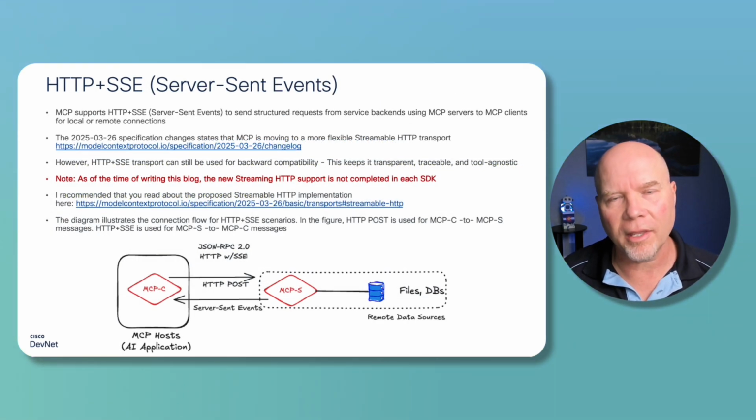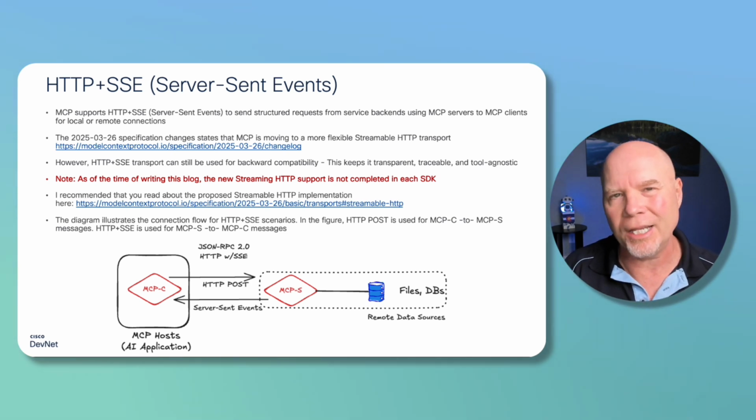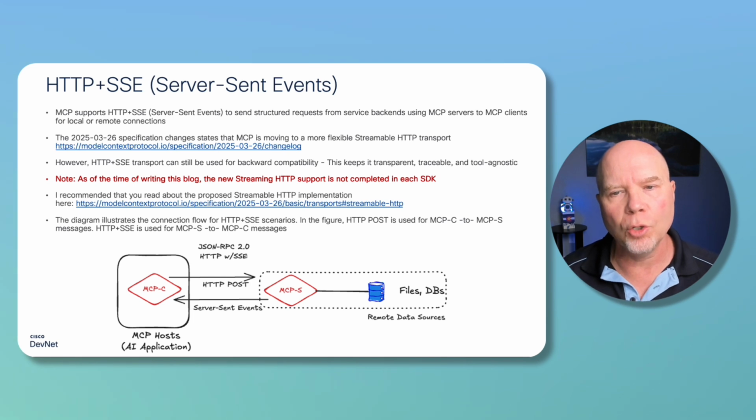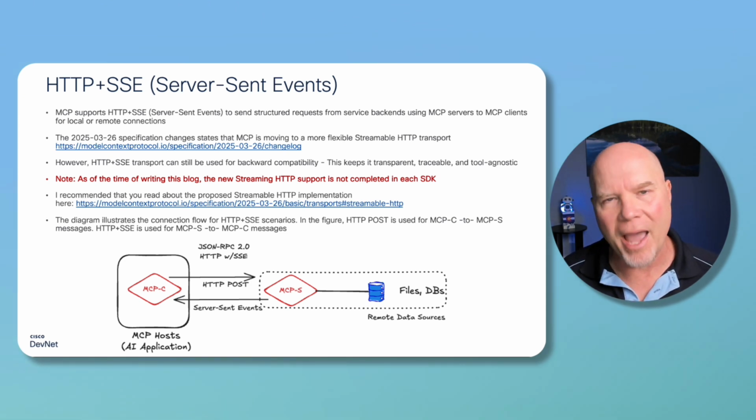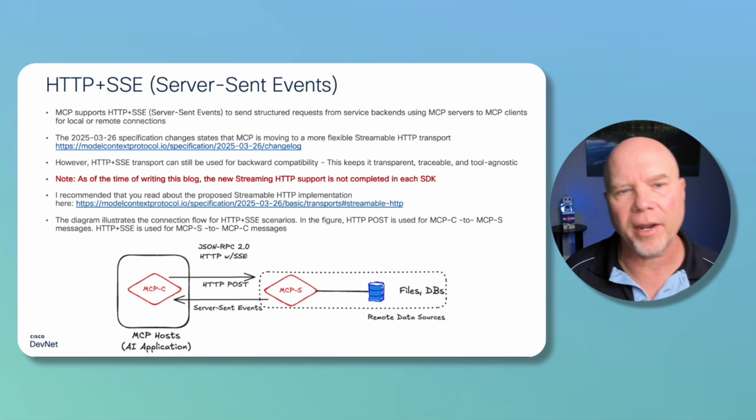The other method that I mentioned is HTTP-SSE. Now that is in flux. As of the March 26 change log, the MCP specification is moving from HTTP-SSE in its current form to a new flexible streamable HTTP transport. Under the hood, it's really kind of HTTP-SSE, but it's a more flexible way of doing streamable HTTP. It also allows things like batching and some other stuff. So we'll talk about that another day.